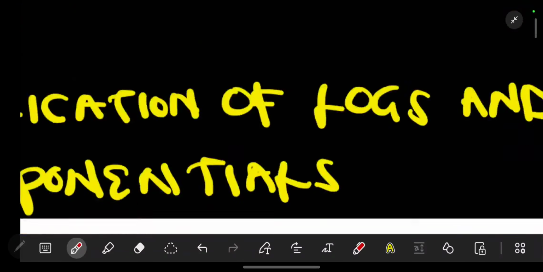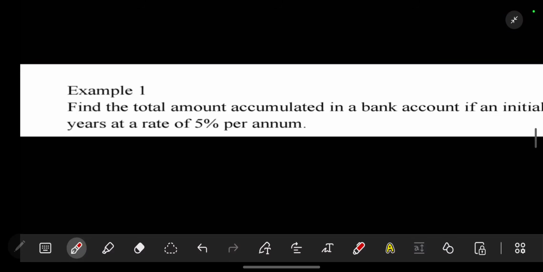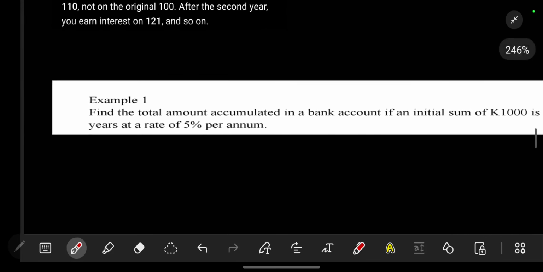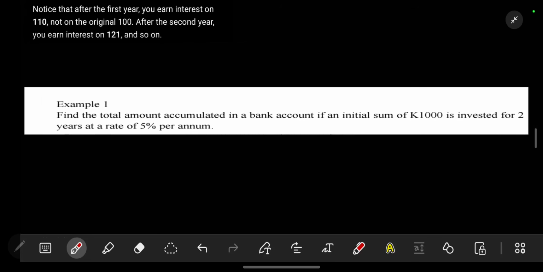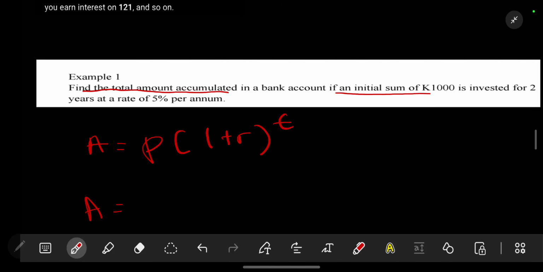So now let's begin answering the problems. So looking at our first example, we have: find the total amount accumulated in a bank if the initial sum of 1,000 is invested for 2 years at the rate of 5% per annum. So we are going to say find the total amount accumulated. So we are going to say A is equal to principal times 1 plus the rate to the power time. So what is our principal? The initial sum is the principal.